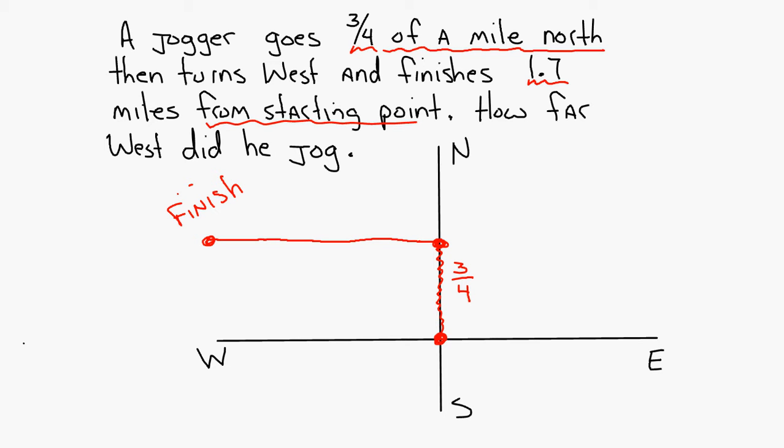So if you take this finish and connect it to where he started, okay, you're forming a right triangle. This was where he started. And it says that he finishes 1.7 from starting point. So this is 1.7.